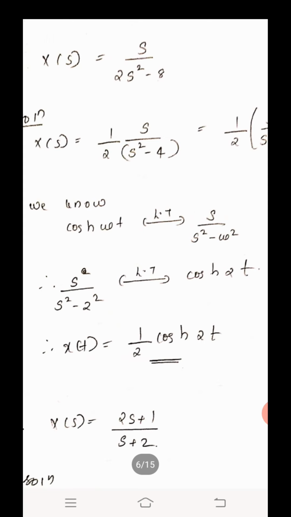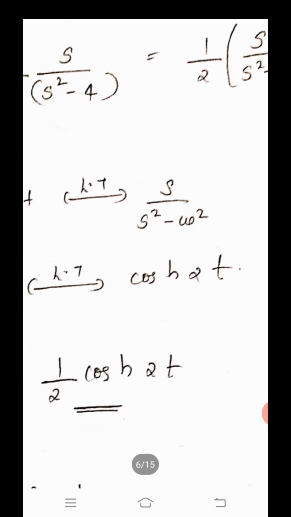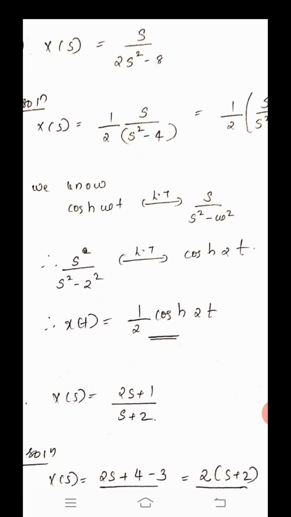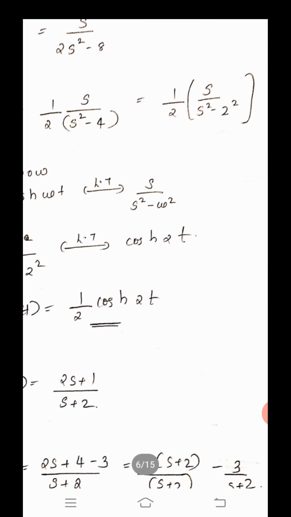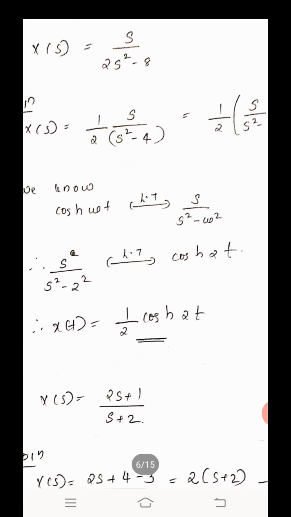So we know that the hyperbolic cosine function cosh omega t has the Laplace transform s by s square minus omega square. In our case, omega is 2. So s by s square minus 2 square will have the inverse Laplace transform of cosh 2t, because here omega is 2. Therefore x of t is nothing but half into cosh 2t. Because inside the bracket, just see the first line, it is half into s by s square minus 2 square. That s by s square minus 2 square is nothing but cosh 2t, and the half you have to write again. So x of t, that is the inverse Laplace transformed version, is half into cosh 2t.